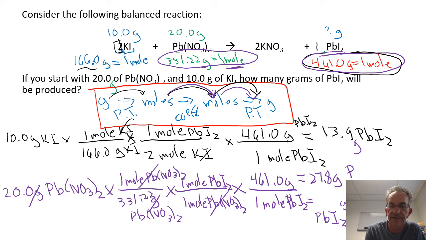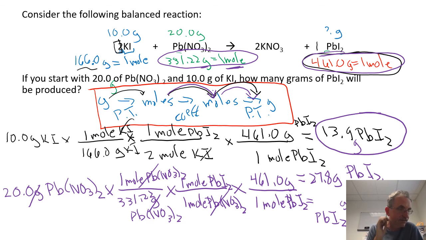And how much are we really going to make? It's the lesser amount. So the right answer would be the amount we would actually make, which would actually be the first answer we came up with. All right, so I hope that helps you out.